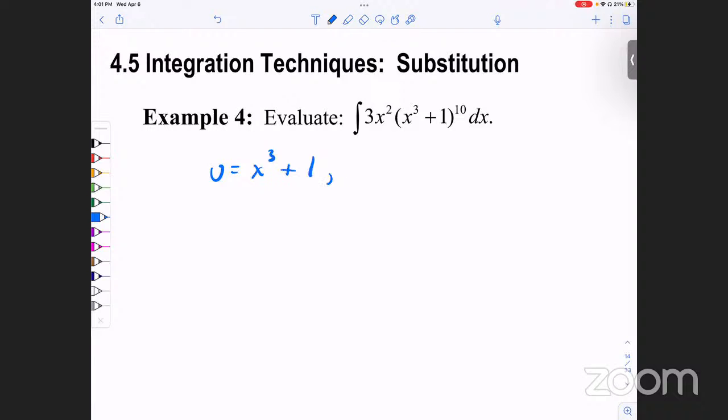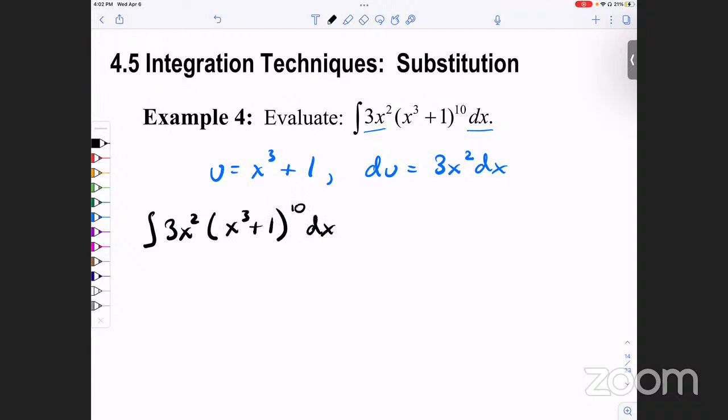If that's our u, and we take the derivative, then du is going to be 3x squared dx. Notice you have your 3x squared dx, so that means the u we chose is more than likely good. Now we want to make these substitutions into the original. Let's start with a copy of the original: the integral of 3x squared times x cubed plus 1 to the power of 10 dx.